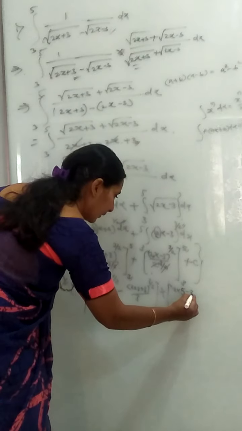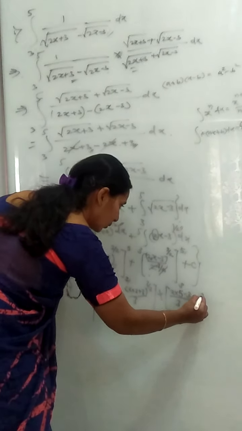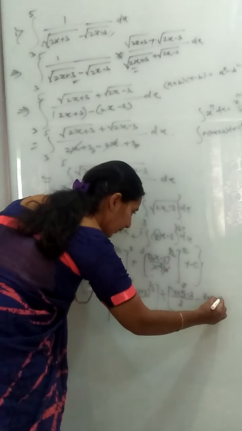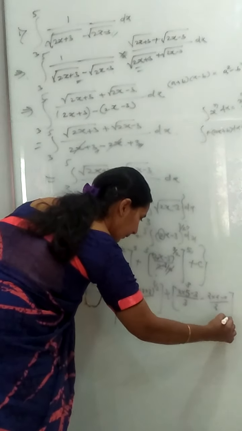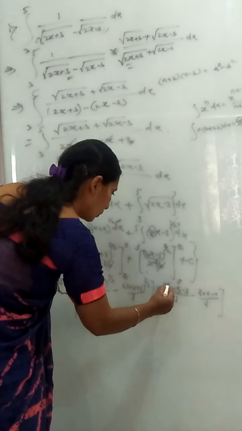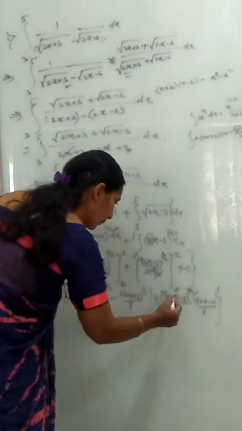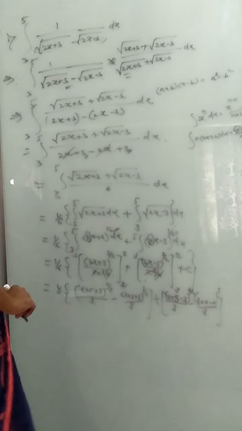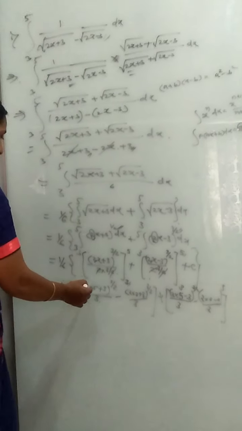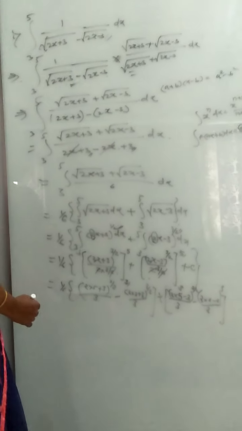5 minus 3 divided by 3 minus 2 into 3 minus 3 divided by 3, raised to 3 by 2. Here we have to take 3 by 2 for this term, and this term is also 3 by 2. Here 5 into 10, 10 minus 3, and here also 5 into 10 plus 3. Now we have to simplify this term.